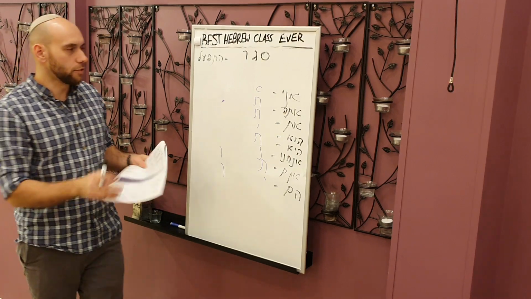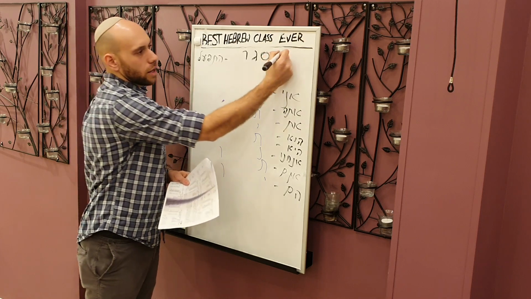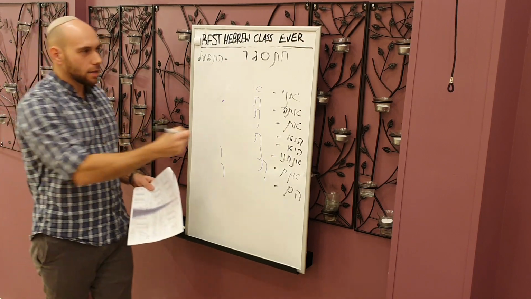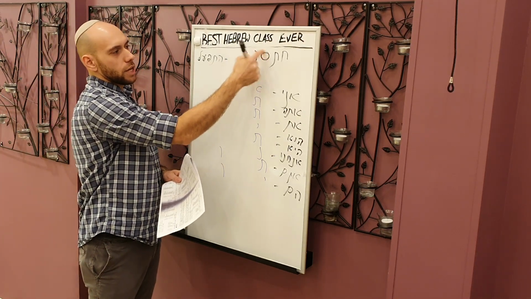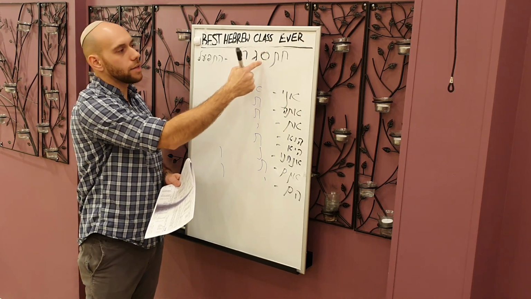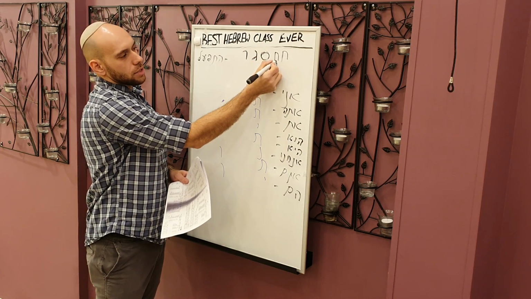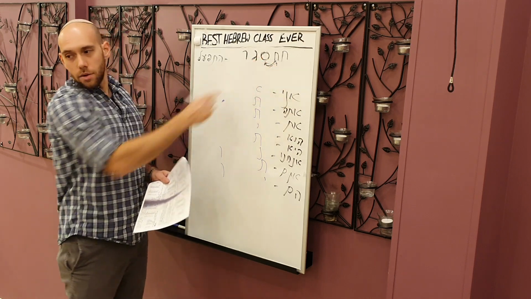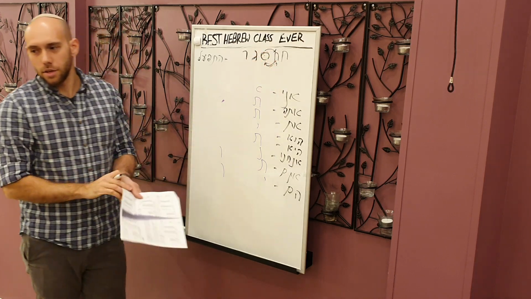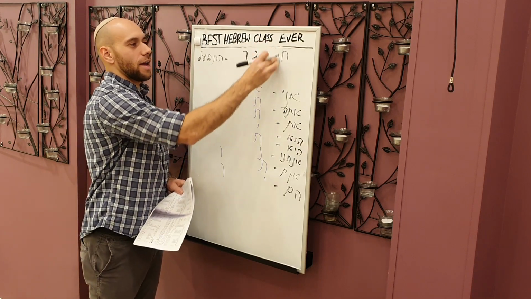The reflexive form should be Hitpa'el, hit sager, but it's not, because whenever the first letter of the root is a samech or a shin or a sin or a zayin, any of those letters, these letters switch places. The tav goes here and the samech goes here. Why? I don't know, but that happens in Arabic too.